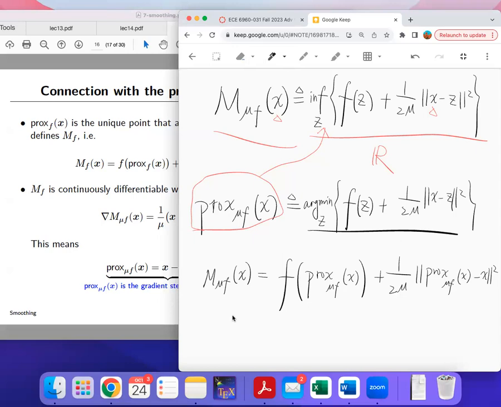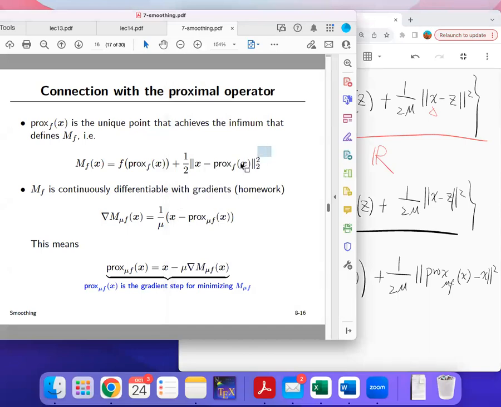So I simply plug in this minimizer. We just substitute z with this proximal mapping, and then we will achieve that infimum value. So this is an equality. If you can get that proximal mapping and plug it inside, you get the infimum value of the Moreau envelope. Okay, that's why we have this equality. It looks complicated, but the essential idea is, by definition, that mapping is defined as the minimizer. So once you plug it in, you automatically achieve the infimum value.